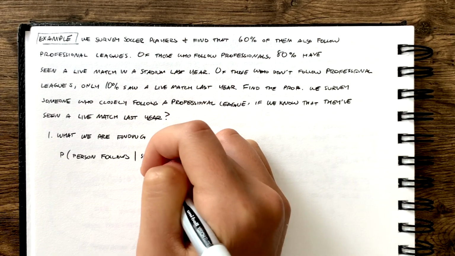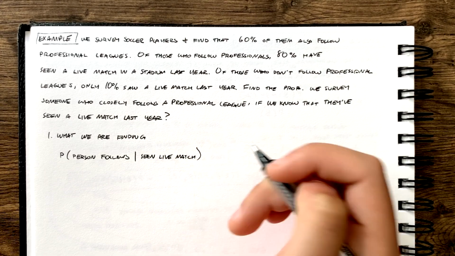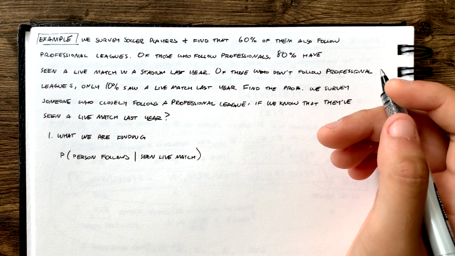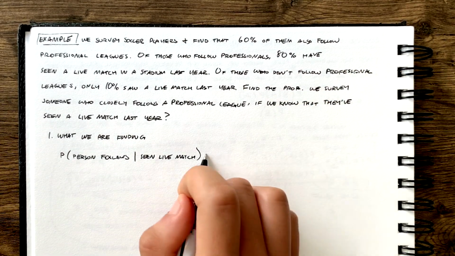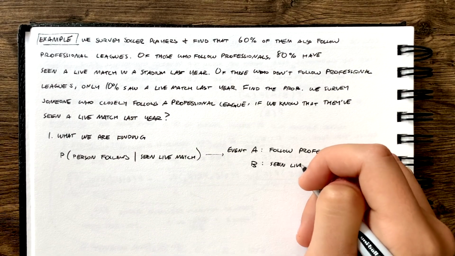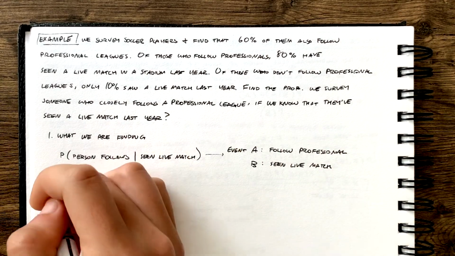First of all, what are we finding? Well, we're finding the probability that a person follows the professional leagues given that they've seen a match live within the last year. So let's say that our event A is that the person follows the professional leagues, and that event B is that that person has seen a live match within the last year.